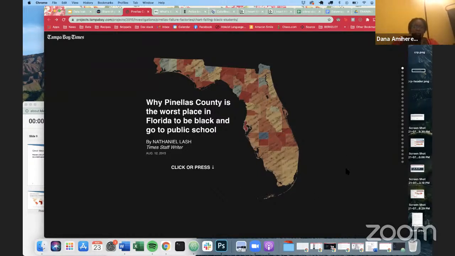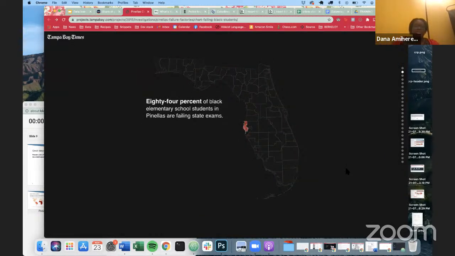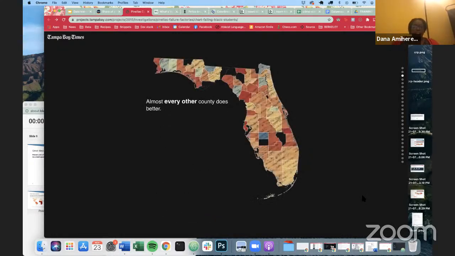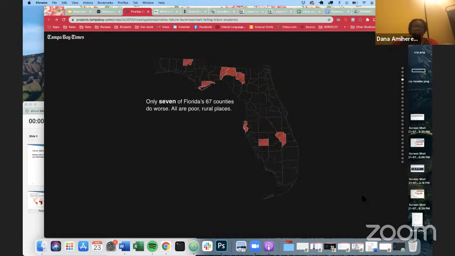So if I just click through with my keyboard here, it starts off talking about how most of the elementary students in this one particular county in South Florida are Black. They're like 84%. They're the ones who are failing these state tests, and every other county is doing better. Then it's talking about only about seven other places being worse, and here's what they all have in common: they're poor, they're rural. But then it goes back to talking about the original one, and this one place has four times as many students as all these other places.